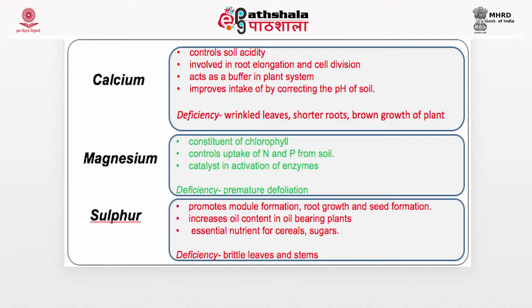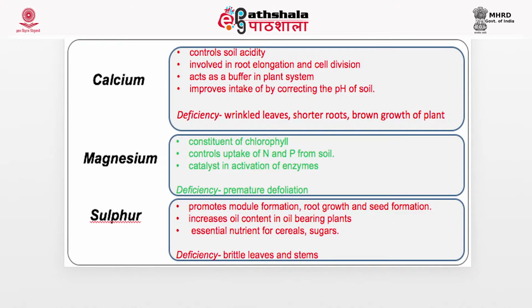Magnesium, which is the main constituent of chlorophyll, controls uptake of nitrogen and phosphorus from soil. It acts as a catalyst in activation of enzymes, and its deficiency leads to premature defoliation.